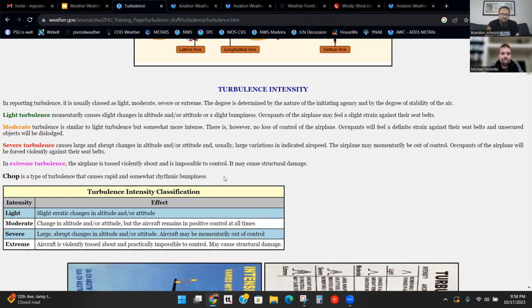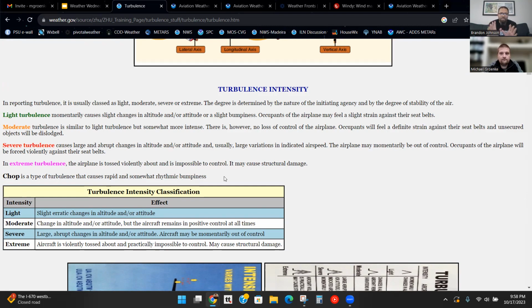And the same thing goes for severe and extreme. I mean, if you're not used to going through any kind of turbulence, when you hit a section that makes you feel like it's throwing you around, you're going to be like, holy hell, that was severe. That was extreme. Yep. And in actuality it really wasn't.